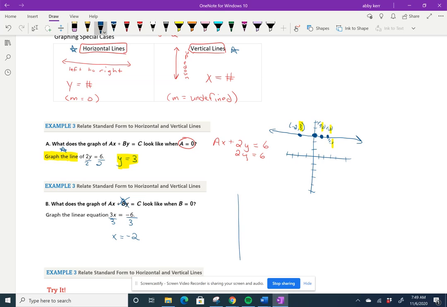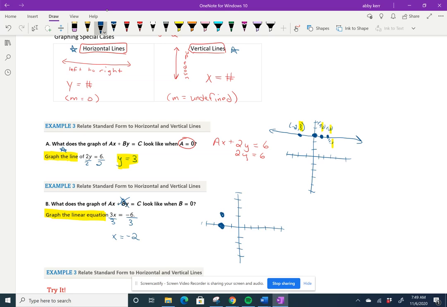So once again, I'm going to draw my x and y axis. And then I'm going to find on the graph where x equals negative 2. But they got us. It says graph the linear equation. Linear equation means a line. We just have a point. So where else on this graph is x equal negative 2?